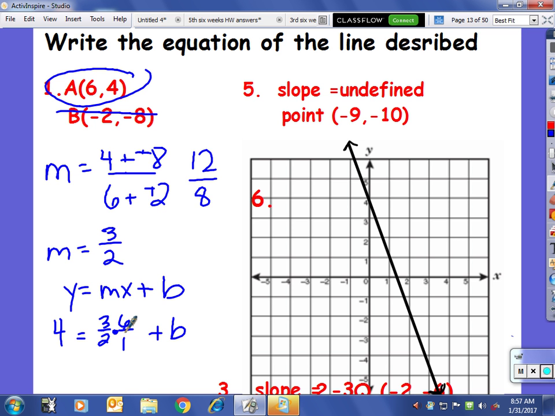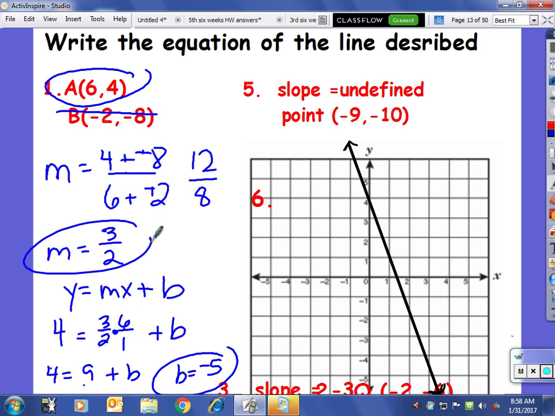18 over 2. And some kids are leaving it like 18 over 2, which technically that's okay, but what's an easier way to write 18 over 2? 9. So this is 4 equals 9 plus b, and I'm almost done finding the b. Move that 9 to the other side, subtract 9 from both sides. What's b going to equal? Negative 5. So now I know my slope, I know my b, now I can write the equation. And that would be y equals 3 over 2x plus negative 5 or just minus 5. Depends on how you want to write it.